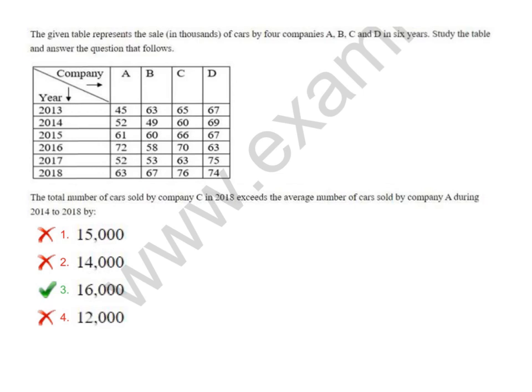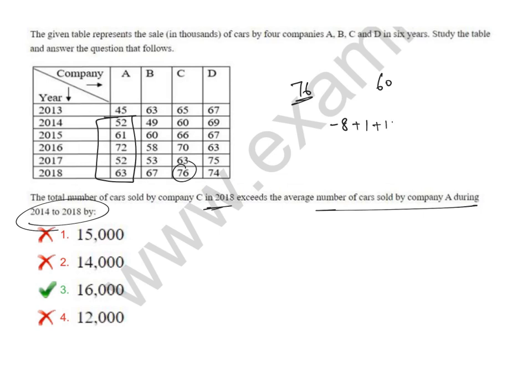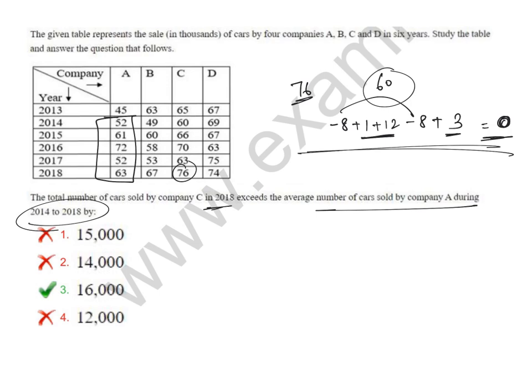The total number of cards sold by company C in 2018 is 76. It exceeds the average number of cards sold by A during 2014 to 2018. So the average you need to find out. Let the average be 60. Then you got 52, means minus 8, plus 1, plus 12, minus 8 again, plus 3. So I can say 13 plus 3, 16 minus 16. So the mean deviation is 0 anyway. So your average is 60. So how much does it exceed? 76 minus 60 is 16,000. So it exceeds by 16,000. It is 16,000 more than the average.